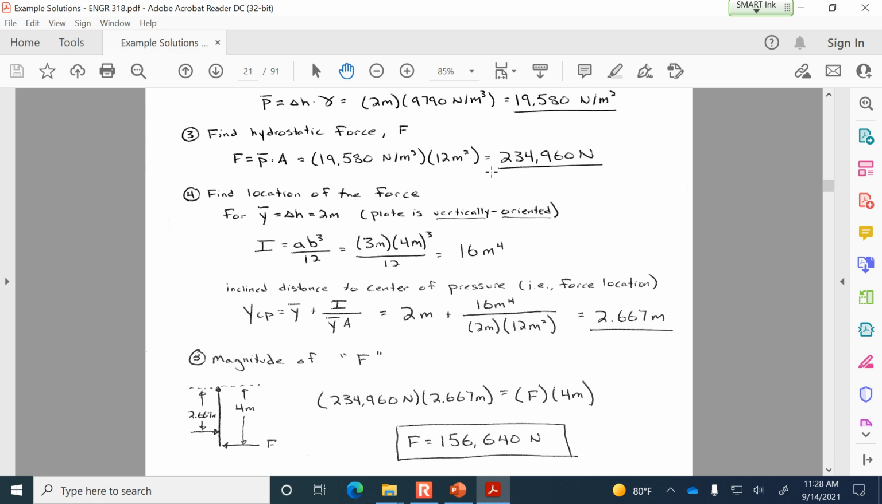All right, so that's 2 meters plus 16 meters to the 4th divided by 2 meters times the area of 12 meters squared. And that is 2.667 meters. So that means that the force is located 2.667 meters down. So this is where the force would be applied.